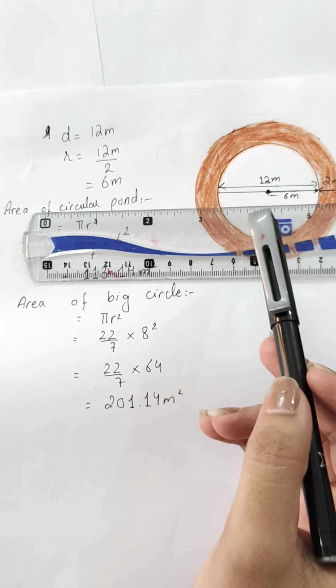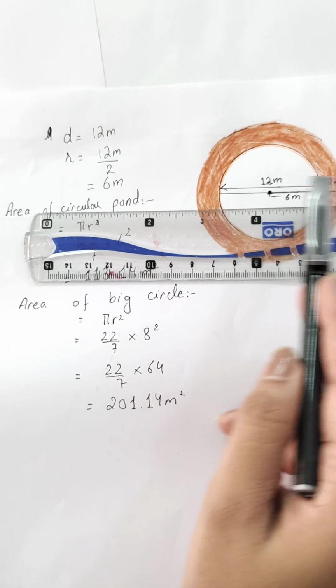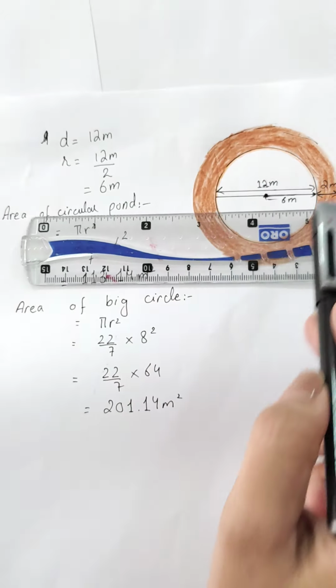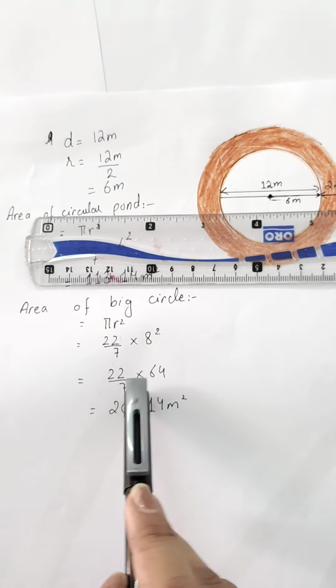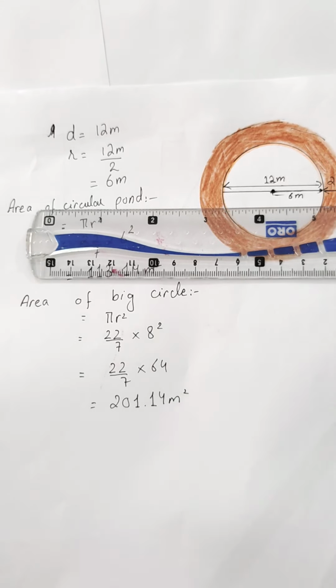So the radius becomes 6 plus 2, which is equal to 8 meters. So I will use this radius. The big circle radius is 6 plus 2, 8 meters. When I simplify, you will get the answer 201.14 meters square.